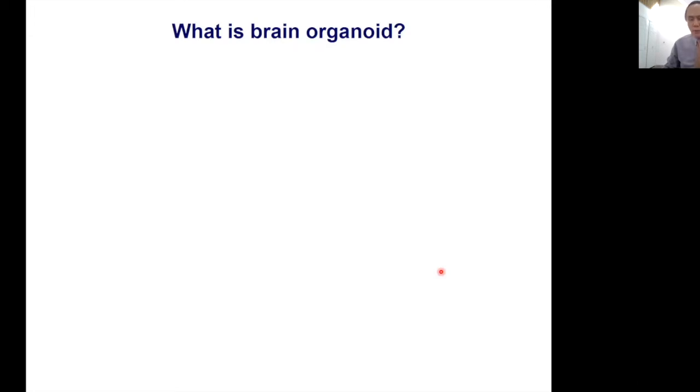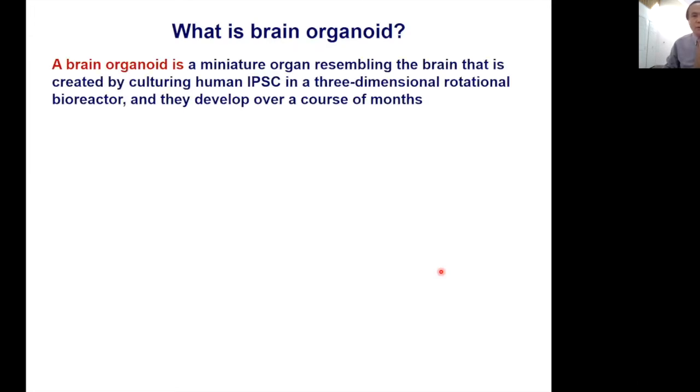And what is the brain organoid? Basically, in short, an easily understandable term: a kind of miniature organ, resembling the human brain, that's created oftentimes from iPSC cells in a three-dimensional bioreactor. That's a new laboratory apparatus. It grows over several months.